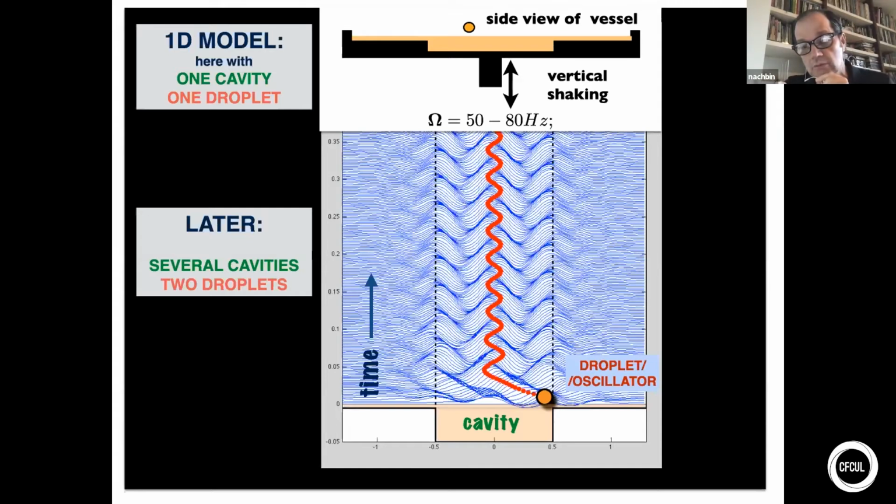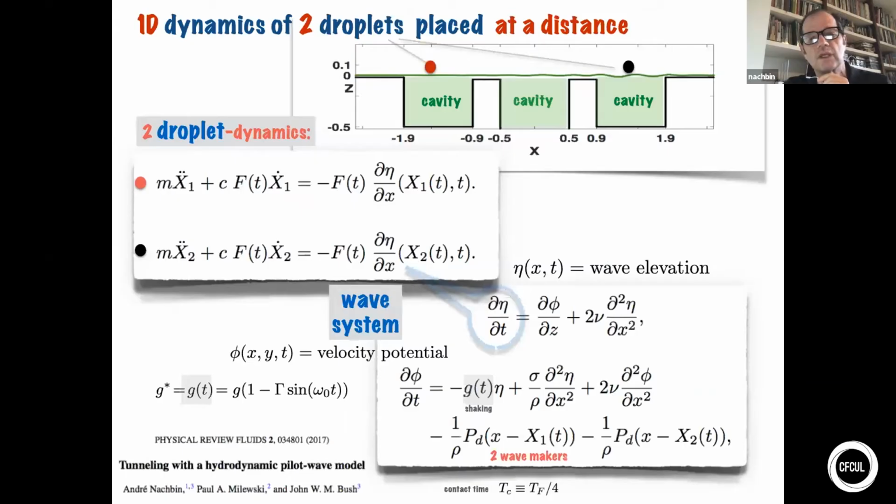This is one cavity, one droplet. Later on, I'll do several cavities and two droplets, and we'll see two droplets at a distance interacting. This is just so we get the picture that I always show you, which is the evolution in time in a cavity. Very quickly, I'm not going to get into details of the equations.